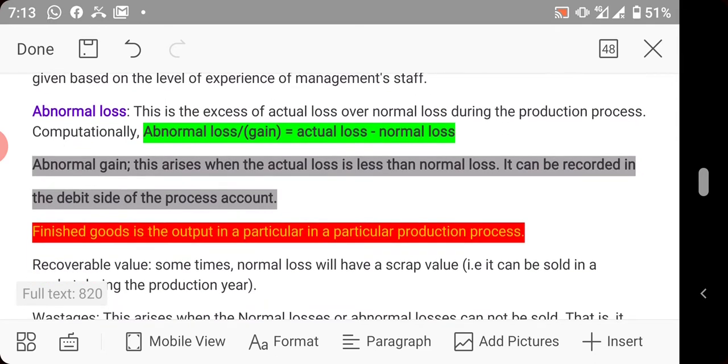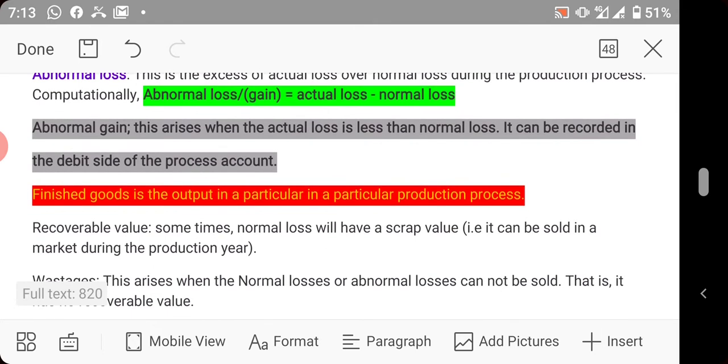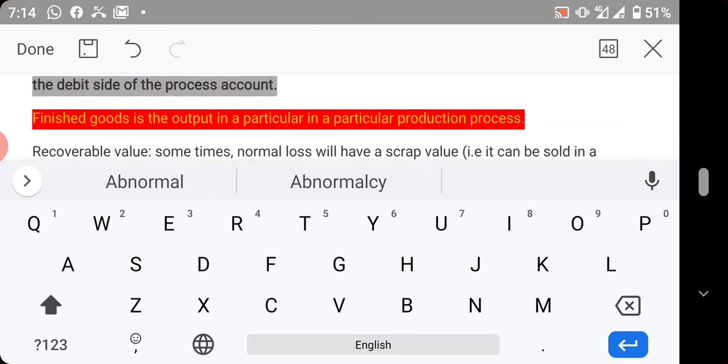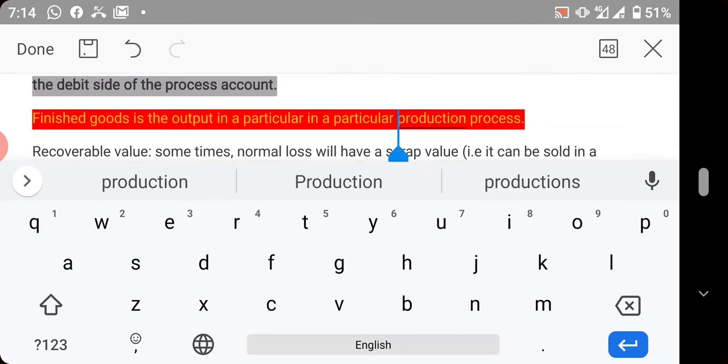Now, abnormal gain. This arises when the actual loss is less than normal loss. It can be recorded in the debit side of the process account. Finished goods is the output in a particular production process.